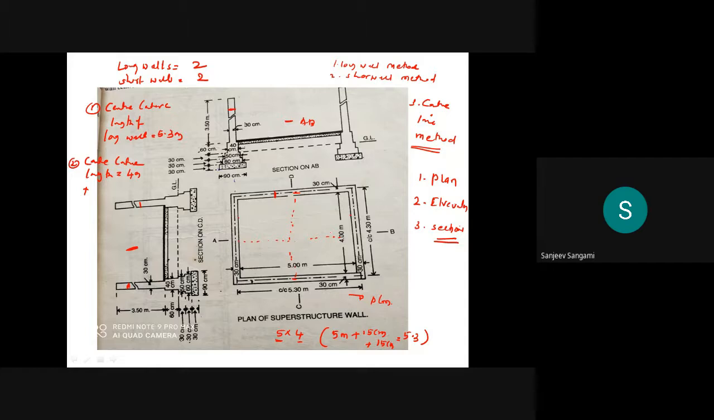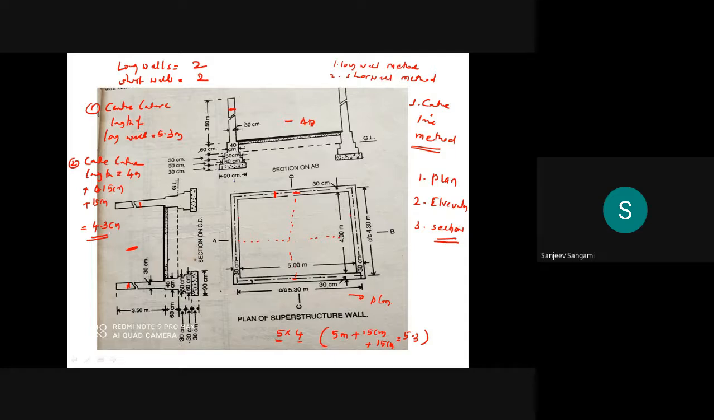Last time it happened that, for the long walls, he had given a thickness of 30 centimeters, and on the other side he had given only 20 centimeters. The same plan, but he changed the thickness. In that case, you should be very careful. So here also it is 0.5, that is 15 centimeters plus 15 centimeters, and in total it will be 4.3 meters.